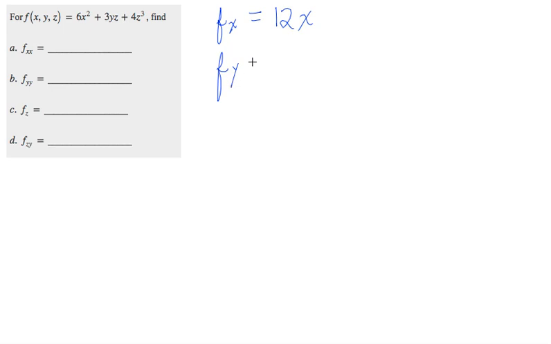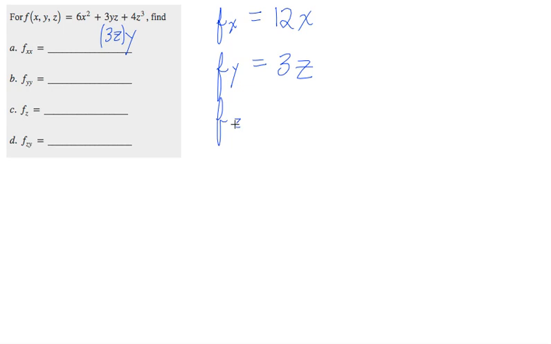Okay, next let's take f_y. So the derivative of 6x squared is 0 with respect to y. With respect to y, the 3 and the z are both like constants. So it might even help to think of this as 3z times y, because the 3z, we treat it like it's the coefficient of y in this case, because we treat z like a constant. So the derivative of that term is 3z. And then the derivative of 4z squared with respect to y, there's no y, so that one's 0.